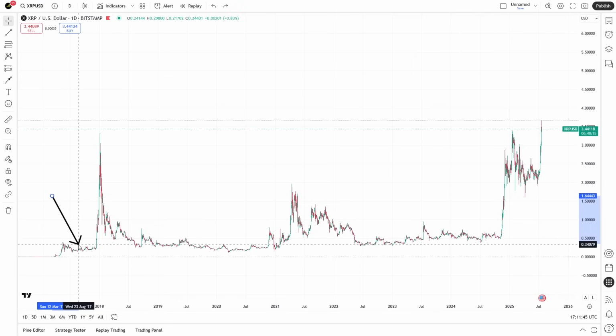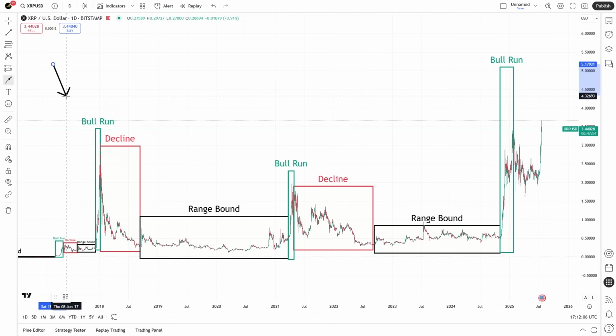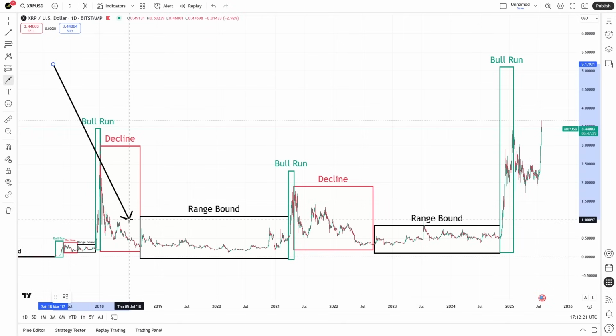The first step in understanding the XRP chart is you have to understand XRP has a repetitive macro structure. Let me show you what I'm talking about. In the repetitive macro structure that XRP has, we have essentially three different parts of the chart. We have a bull run where price moves up aggressively. We have a decline that comes after the bull run and price falls aggressively.